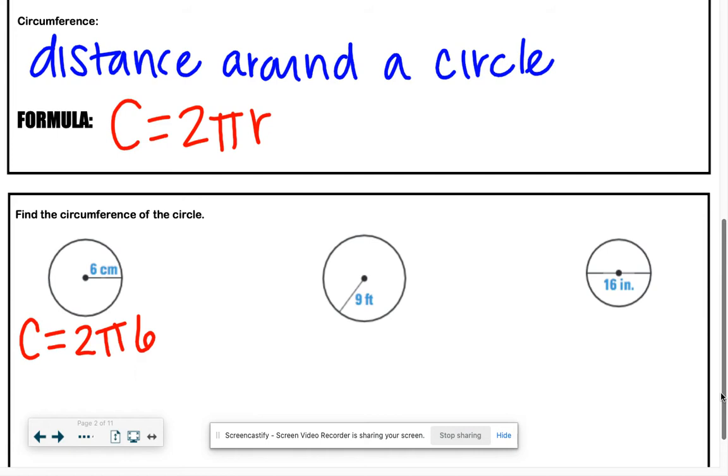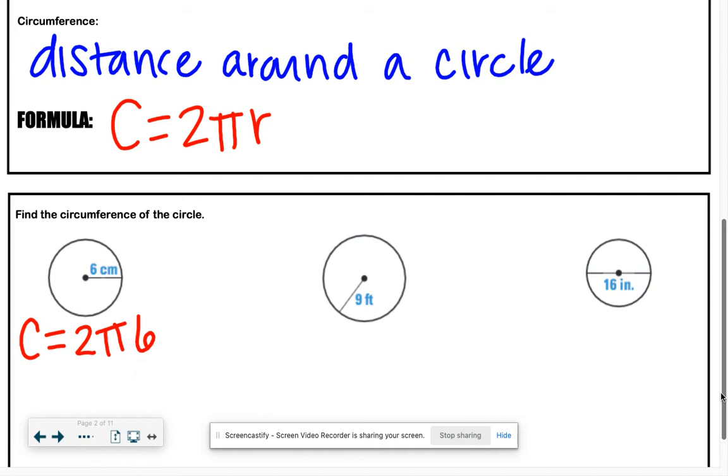Then do 2 times 3.14 times 6. There you go. So you just use 3.14 for pi. Then hit your little button. Okay, did we all get 38-ish?